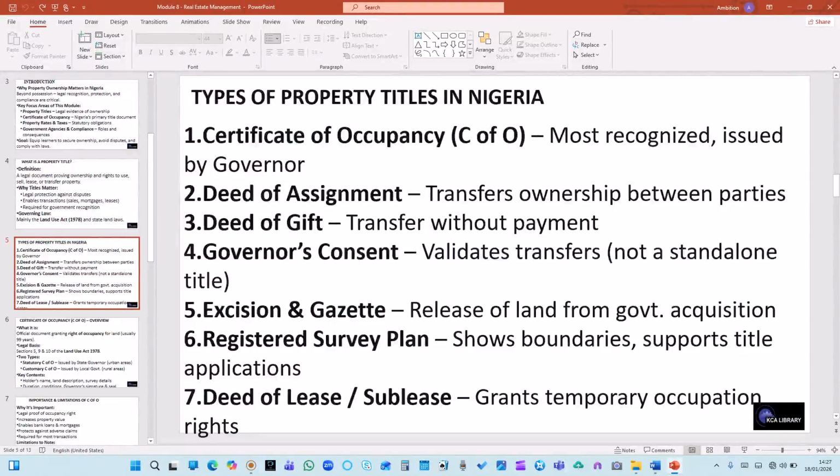We have excision and gazette, which is the release of land from government acquisition. So it is a document that shows that the land has been released from government back to the original owner. Now we have registered survey plan, which shows boundary, supports titles, and applications. Now we have a deed of lease or sublease, which grants temporary ownership to the occupiers for a specific period of time. So these are some of the property titles we have in Nigeria.